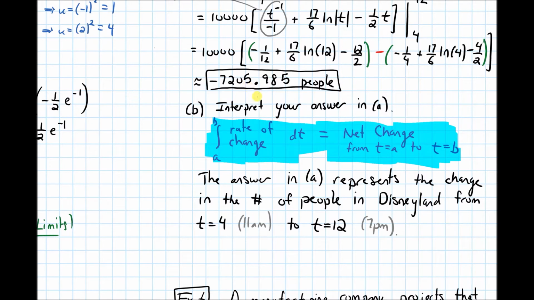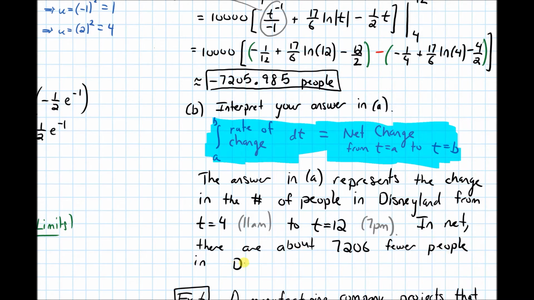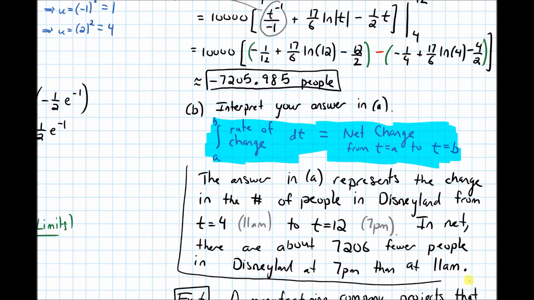So what does this specific number mean? Minus 7205 point something. In net, the fact that it was a negative answer means that there are about 7,206, if I round it to the nearest integer, fewer people in Disneyland at 7 p.m. than at 11 a.m. So that's what the fact that our answer ended up being negative tells us: that overall, the number of people in Disneyland has gone down by about 7,206. Alright, so that is our answer for part B, the interpretation.